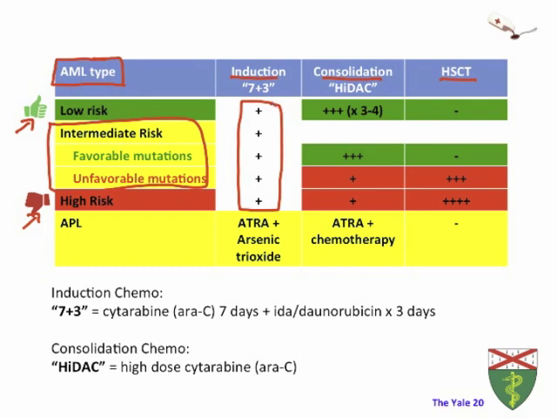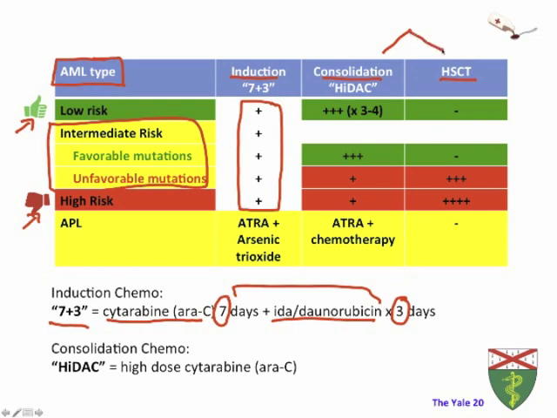Induction chemotherapy is classically 7+3, and you will hear that a lot on the leukemia ward. It means you get cytarabine or Ara-C for 7 days, and then you get Ida or daunorubicin for 3 days. That makes up the 7+3. Again, remember, all patients, independent of their karyotypes, mutational status, etc., get induction therapy 7+3 if they're fit enough to tolerate it. The differences really are in the consolidation therapy, either with chemotherapy or hematopoietic stem cells.